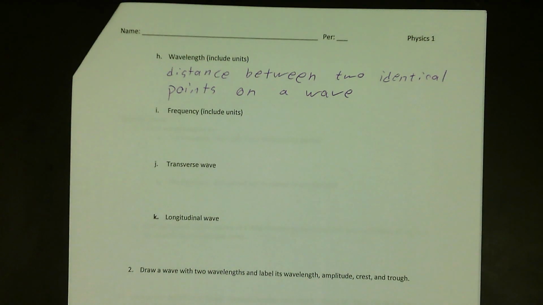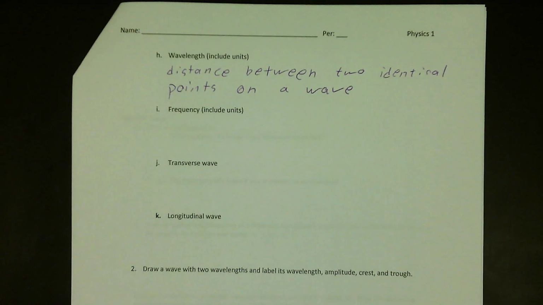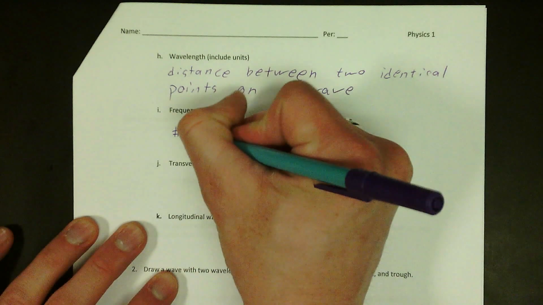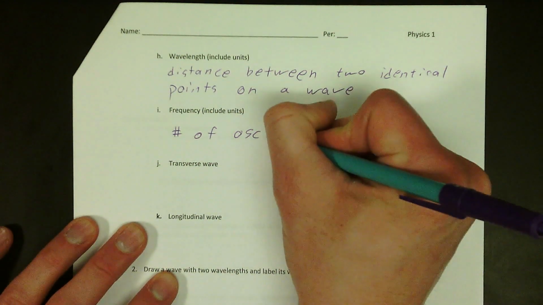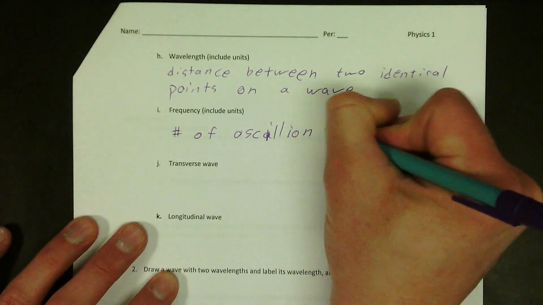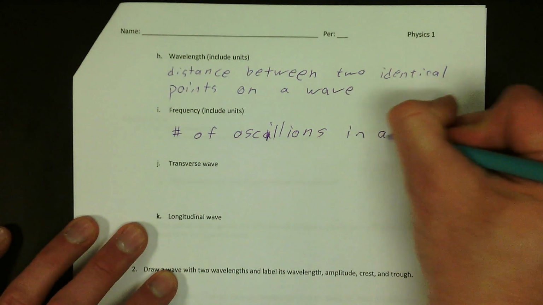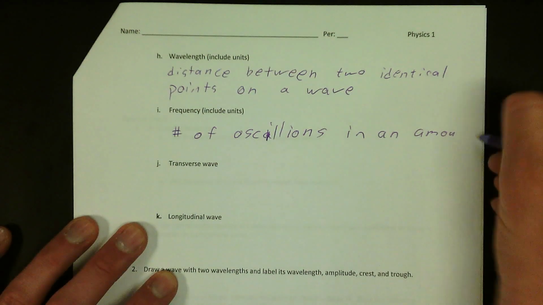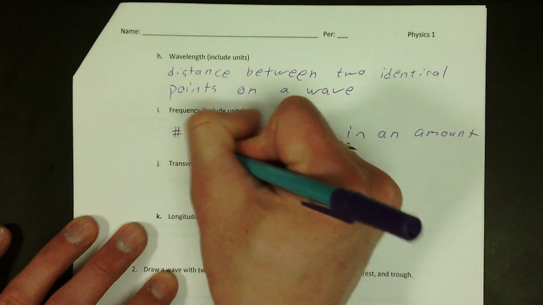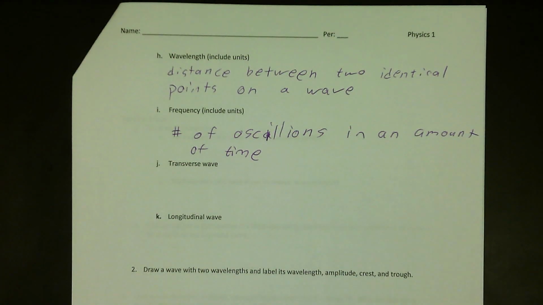All right. Frequency. Christian, what you got for frequency? Yeah. So I'm going to add to it just slightly, but I like it. So the number of oscillations. So you said back and forth. That's what an oscillation is. Number of oscillations in an amount of time. I'm just going to add that. So number of oscillations in an amount of time.